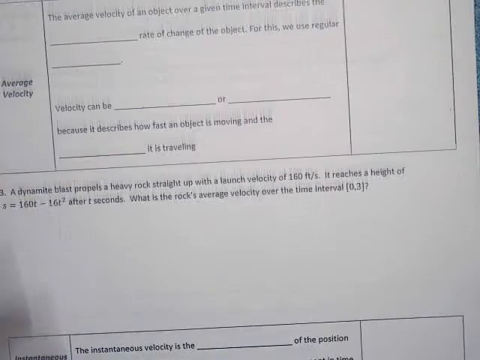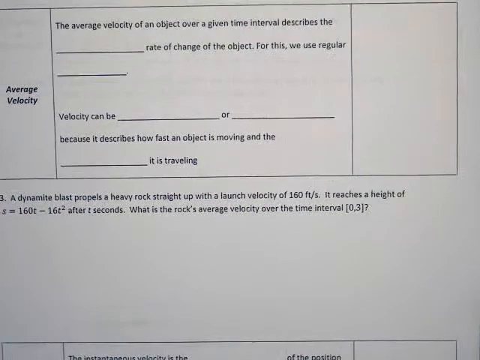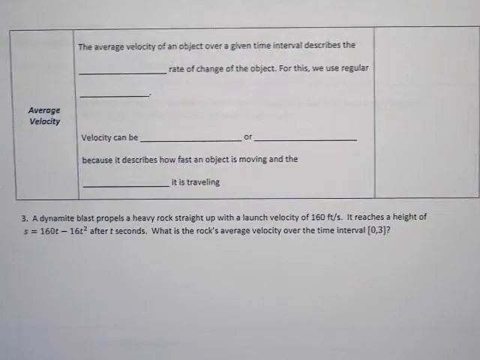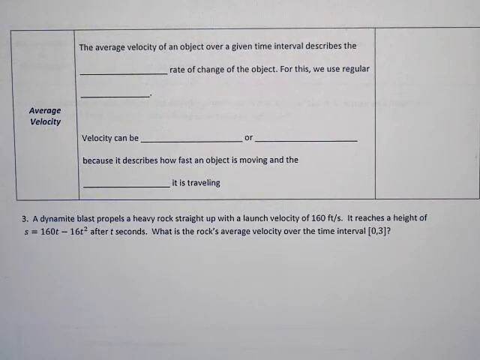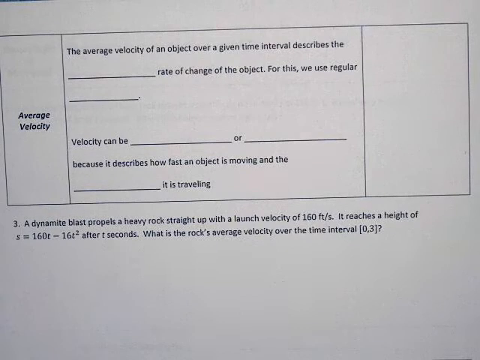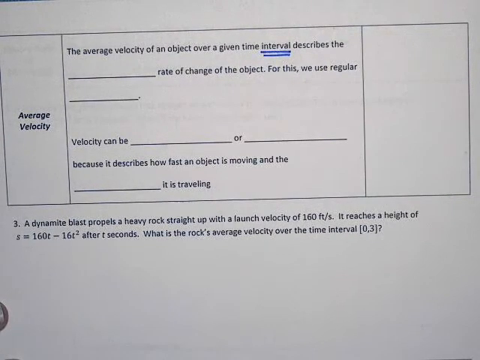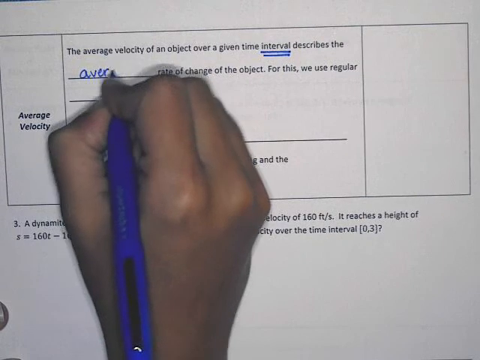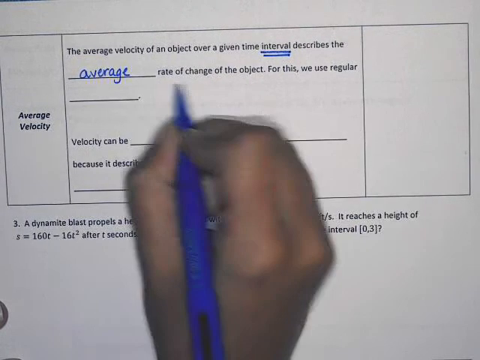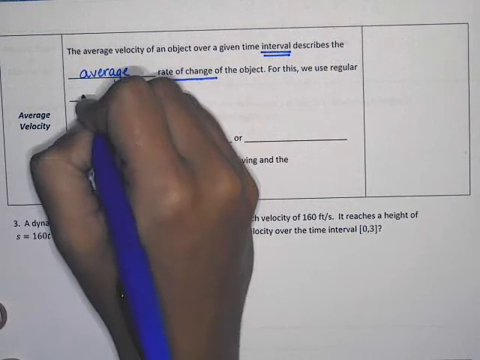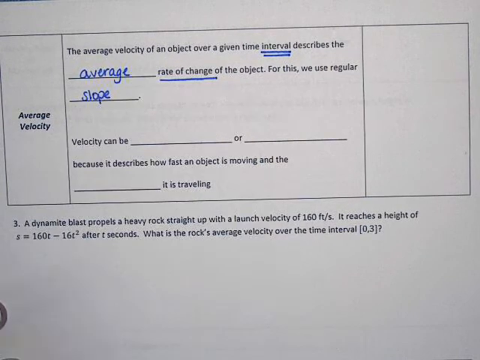Okay, next vocabulary word we need to know. Average velocity. We've been talking a lot about instantaneous rate of change, which is a derivative. So it's very important that we know the difference between an average velocity and an instantaneous velocity. Average velocity is given over a specific time interval, and it describes the average rate of change of the object. For this, we're going to use regular old slope.